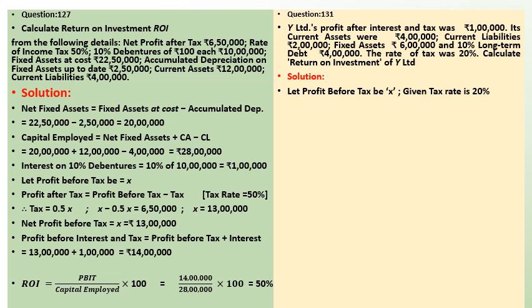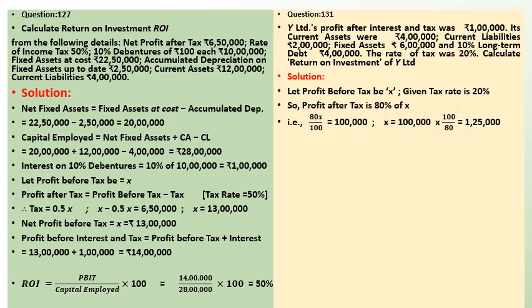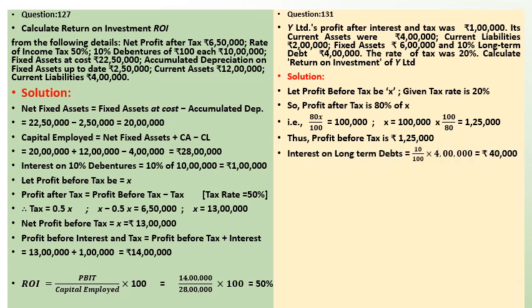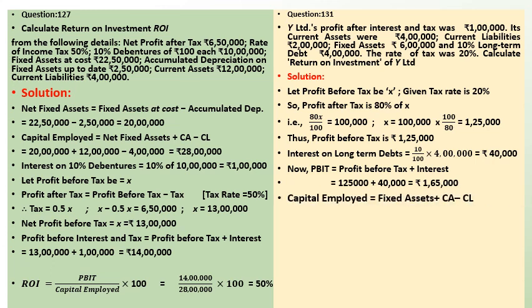Now let profit before tax be x, given tax rate is 20%, so obviously profit after tax is equal to 80% of x. So now 80% of x is equal to 1 lakh, so x value is equal to 1,25,000. You solve it, thus profit before tax is 1,25,000, and interest on long term debt is equal to 10% of long term debt, that is 40,000, and PBIT, therefore, profit before tax plus interest, 1,25,000 plus 40,000, which is 1,65,000, is your PBIT.